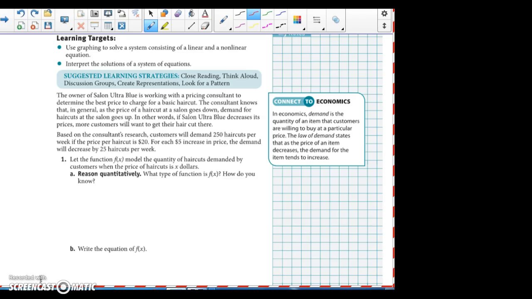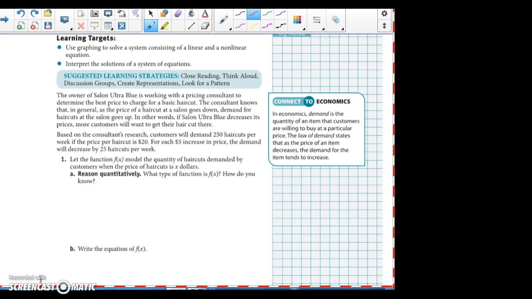Okay, all right, so here, let's look at what number 1 says. Let the function f of x model the quantity of haircuts demanded by the customers when the price of the haircuts is x dollars. What type of function is f of x? You only know 2 kinds of functions, really 3, but 2 in particular: quadratic and linear. The other one you know about is the absolute value function, but we don't do much of those. So what kind of function does it represent?